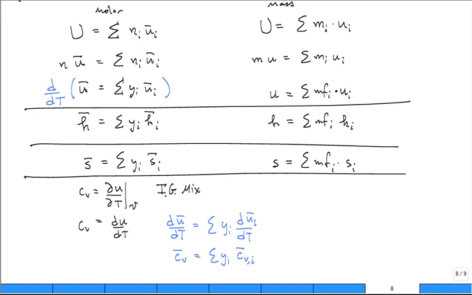And if you do it on a mass basis, you get the same similar result. C sub V is equal to the sum of the mass fractions times C sub V I. And if you do it for C sub P bar, it is equal to the sum of Yi C sub P I bar. Or C sub P of the mixture is the sum of the mass fractions times C sub P I.